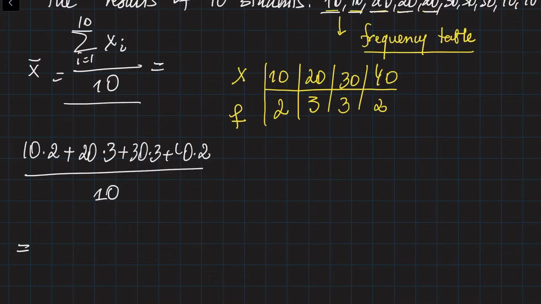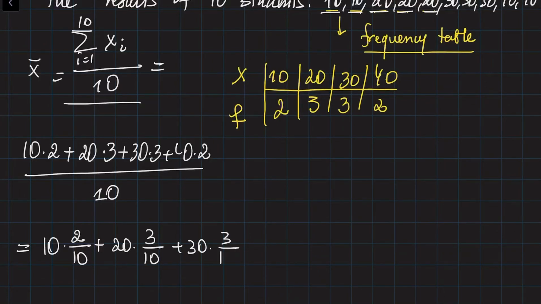So now what I would like to do is divide this 10 into all the terms, all the 4 terms. I'm going to write it as 10 times 2 divided by 10 plus 20 times 3 divided by 10 plus 30 times 3 divided by 10 plus 40 times 2 divided by 10. Right? So do you see? I'm multiplying the value by 2 divided by 10.